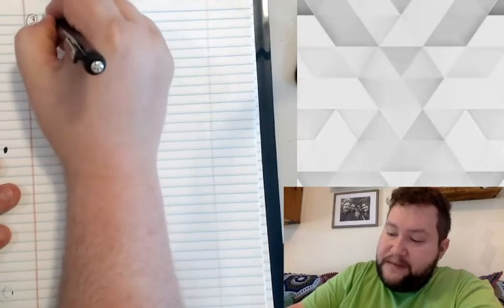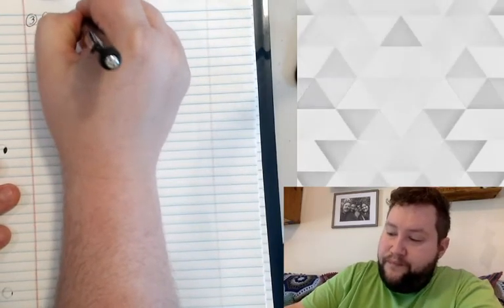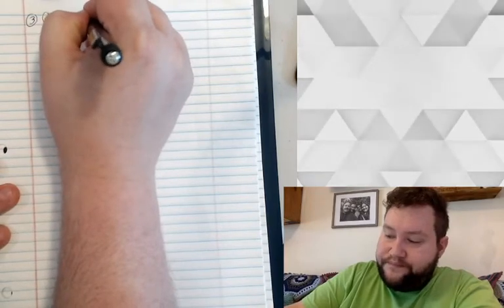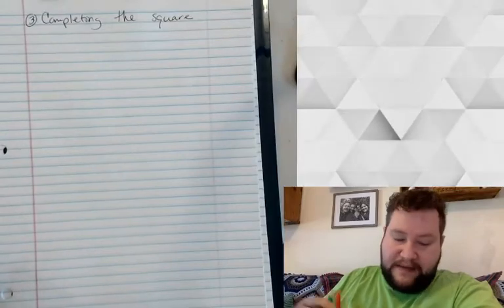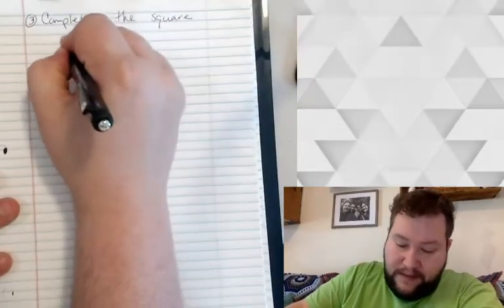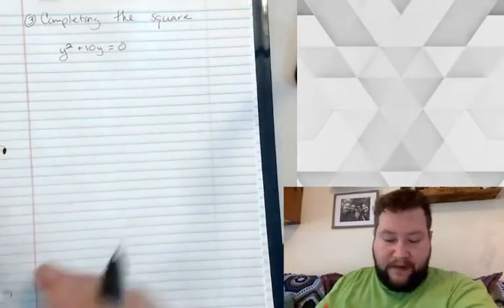Now our third solution strategy is completing the square. And so let's look at an example. y squared plus 10y equals 0.